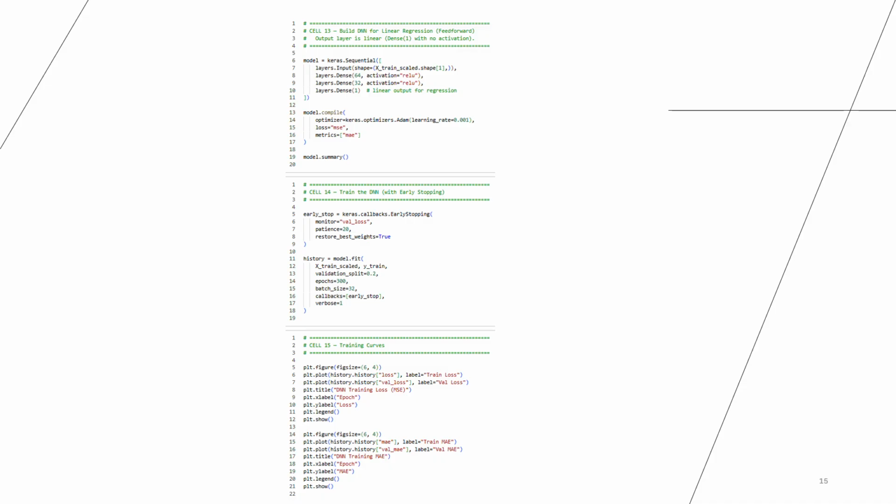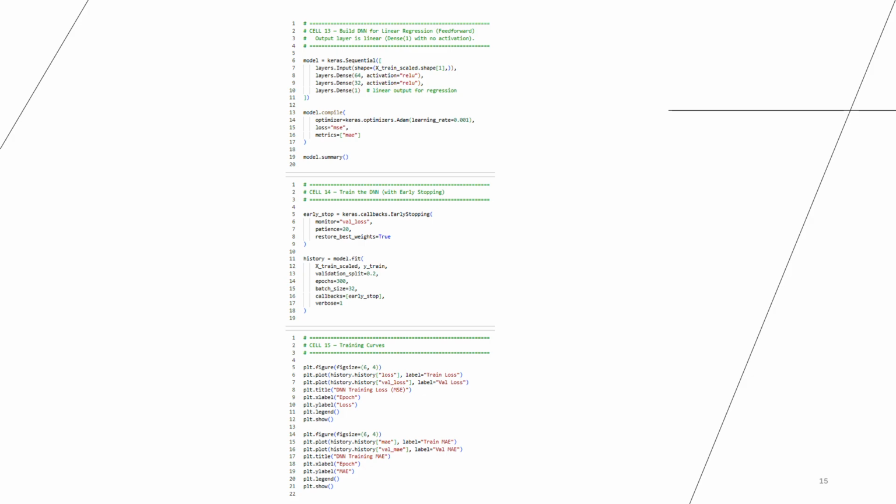In cell 14, we begin training the neural network. Before starting the training process, we create an early stopping callback. Early stopping is an important technique used to prevent overfitting. It monitors the validation loss during training and stops the training process if the model stops improving for a specified number of epochs. In this case, we monitor the validation loss and allow the model 20 epochs to improve before stopping. The option to restore the best weights ensures that the final model corresponds to the best performing point during training.